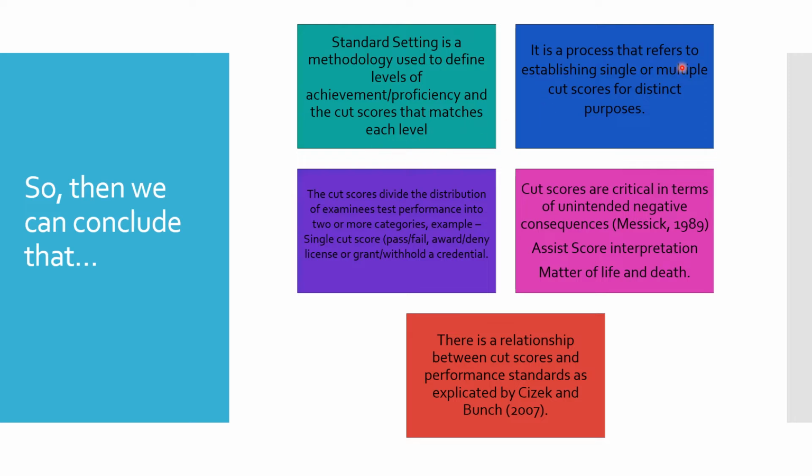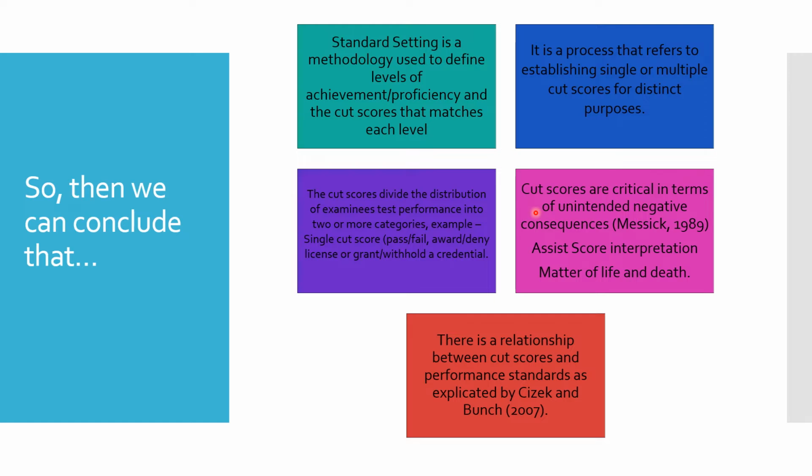It's a process that refers to establishing single or multiple cut scores for a distinct purpose. These cut scores divide the distribution of examinees' test performance into two or more categories. So for example, a single cut score would be a pass-fail, award or deny a certain license, or grant or withhold a possible credential, as in, I think, the nursing exam would be licensing here.